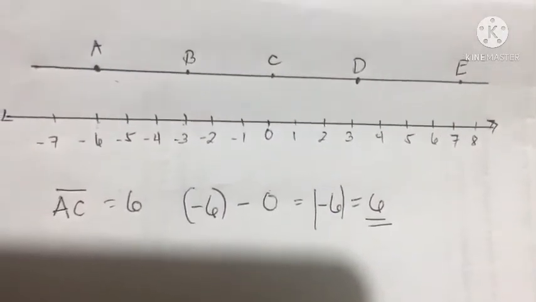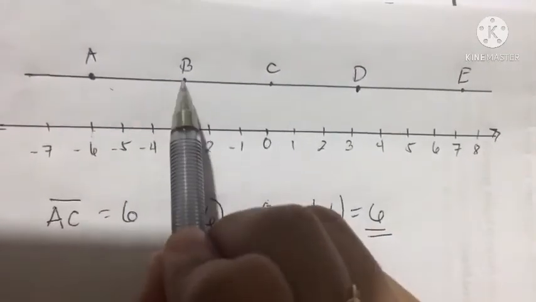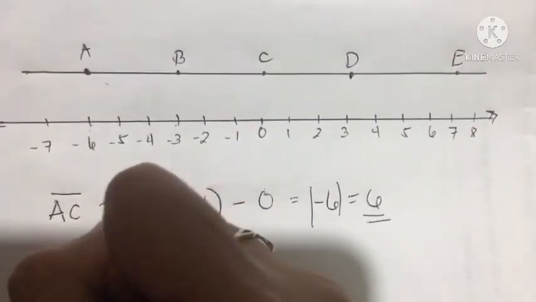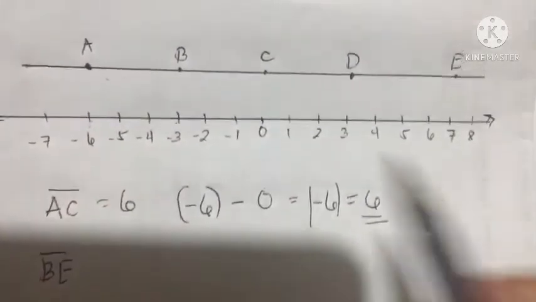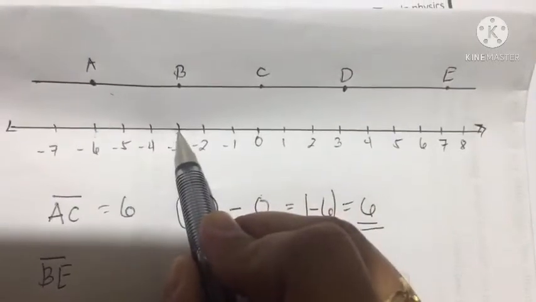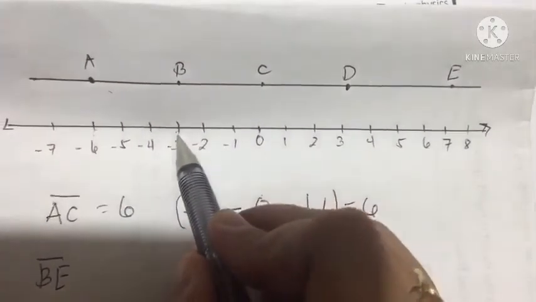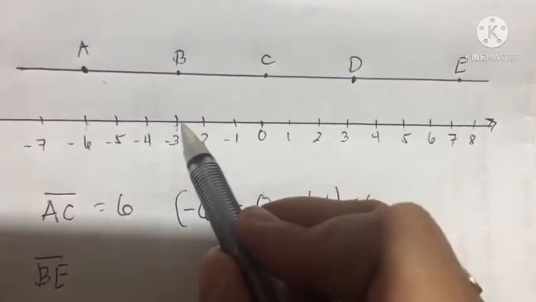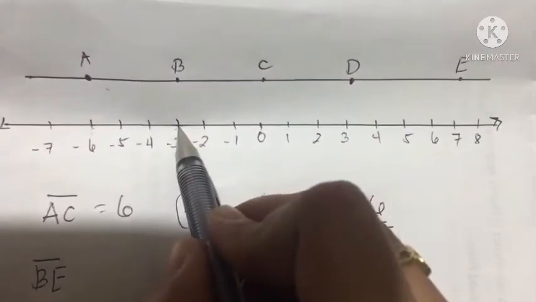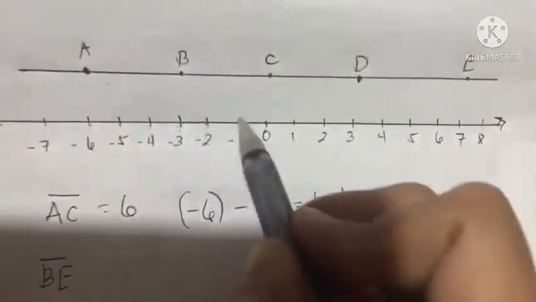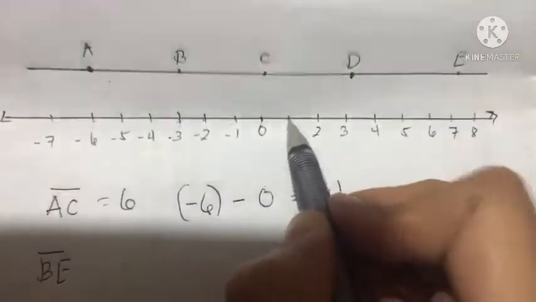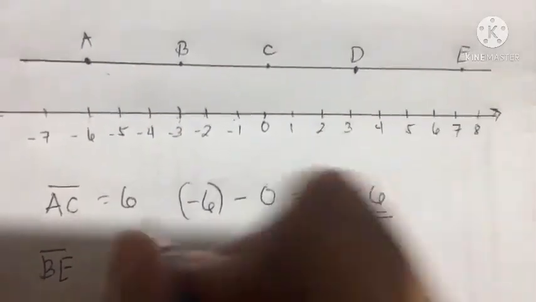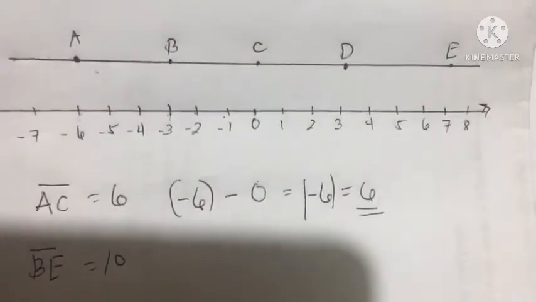Okay? Another example. Naman, kunwari, from letter B to letter E. From line segment B to E. Siyempre, pwede natin ulit bilangin yan. From B, ito siya. Tapat siya ng negative 3. Yung E naman natin, tapat siya ng number 7. Pwede natin siyang bilangin. Mag-start ka dito sa 3, di ba? So, 1, 2, 3, 4, 5, 6, 7, 8, 9, 10. That is 10. Now, paano naman siya kung isosolve?